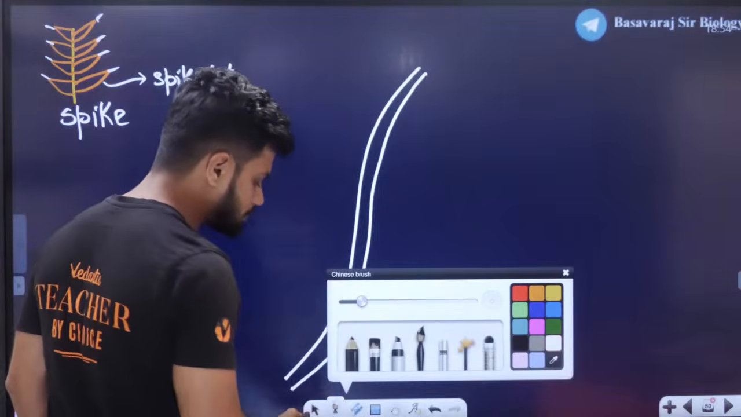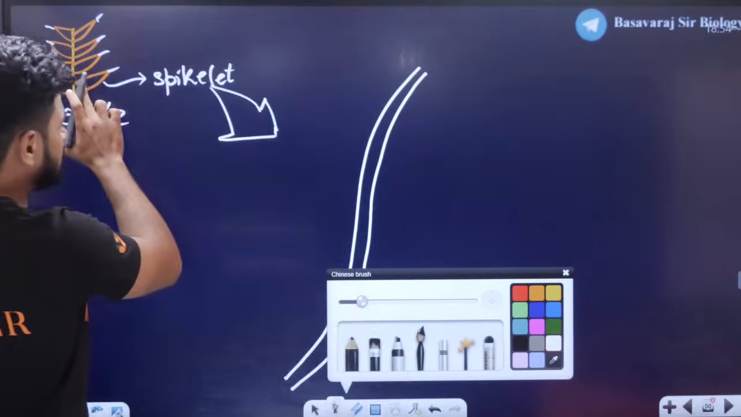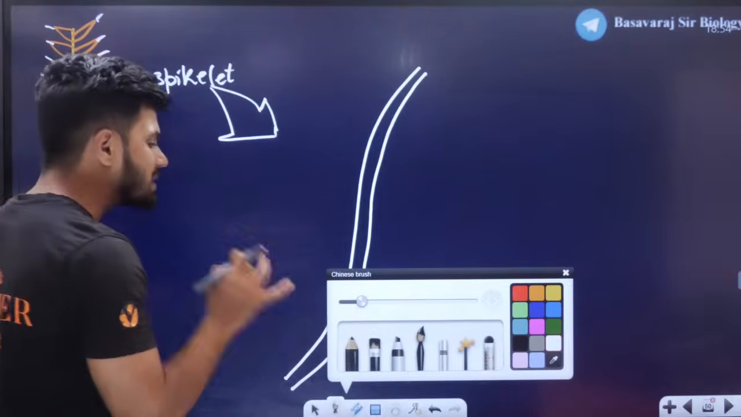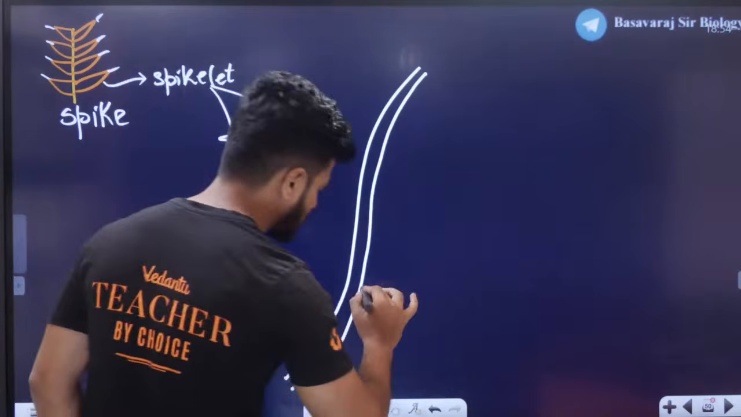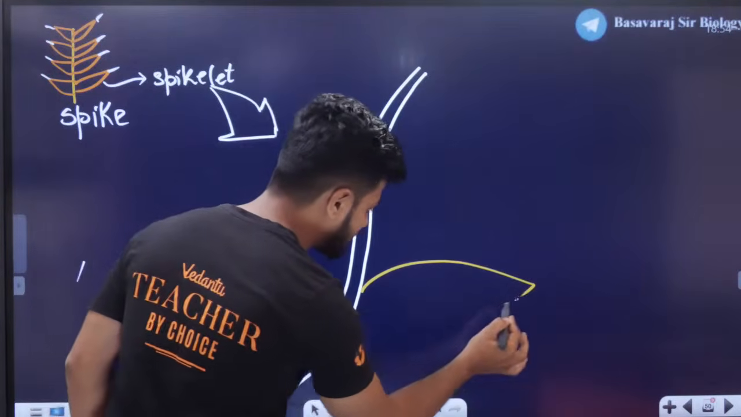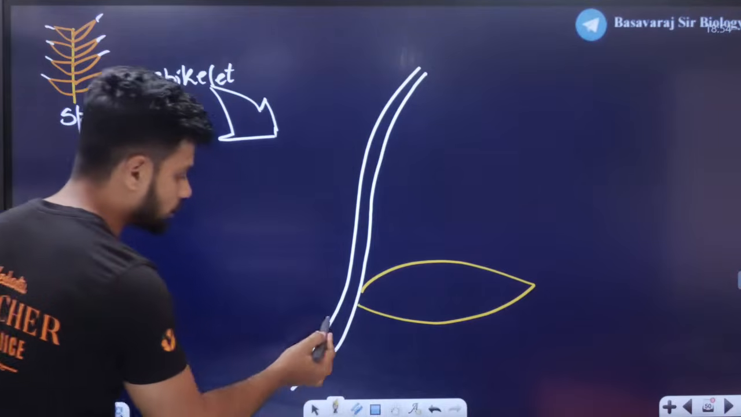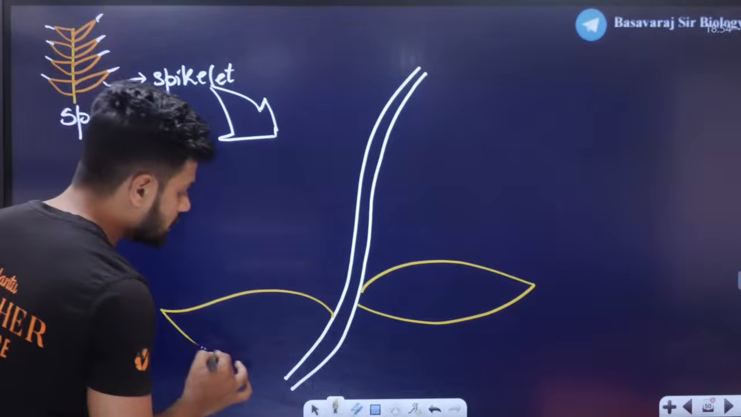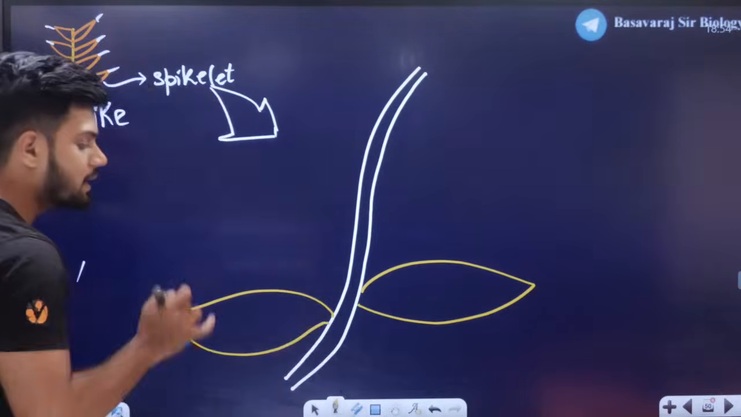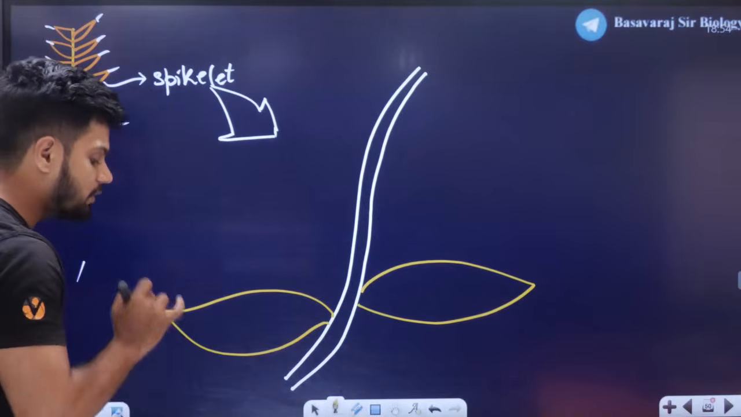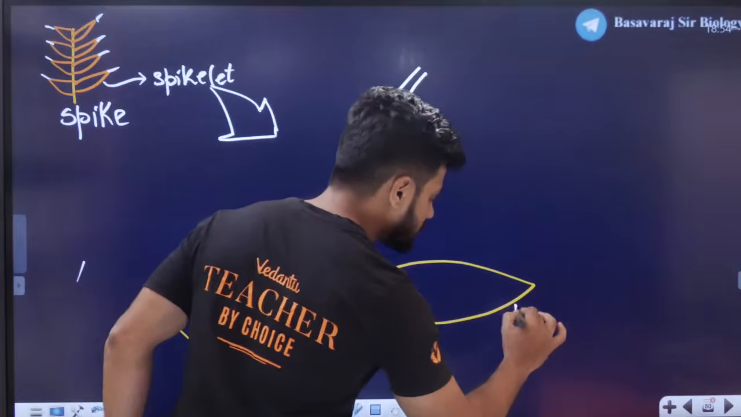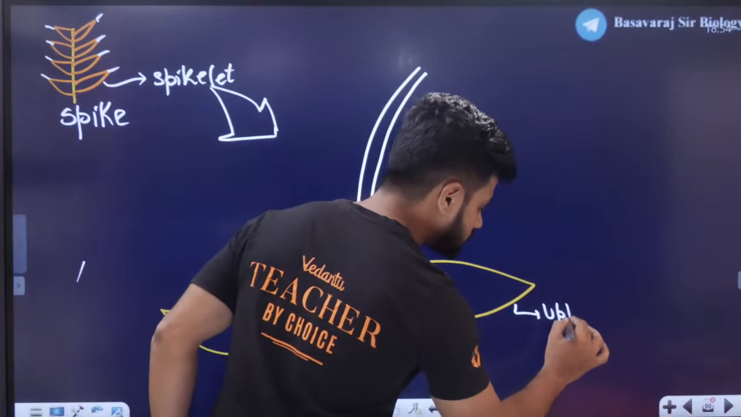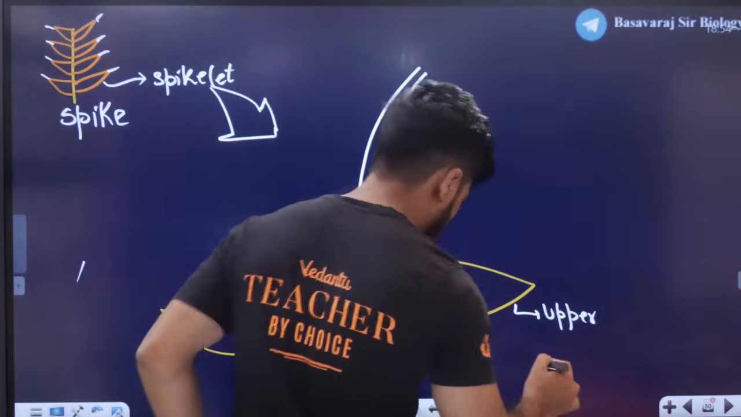This particular spikelet, students, this individual spikelet, has something called 4 different bracts. Here we have an upper bract and a lower bract. These 2 bracts are said to be infertile, and these 2 bracts are called glumes. This is the upper glume.